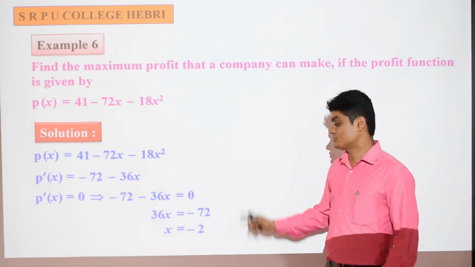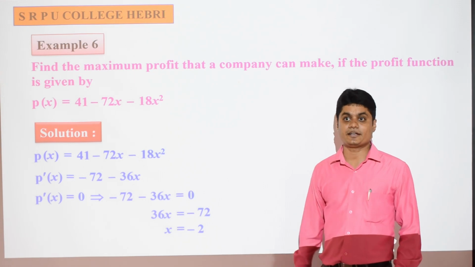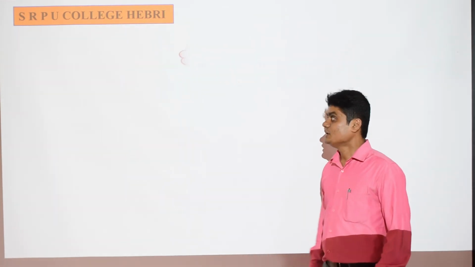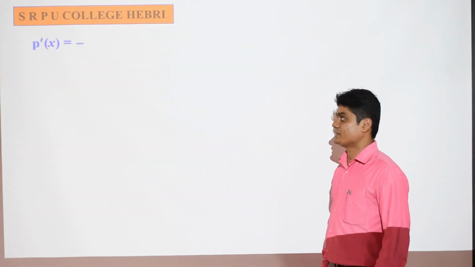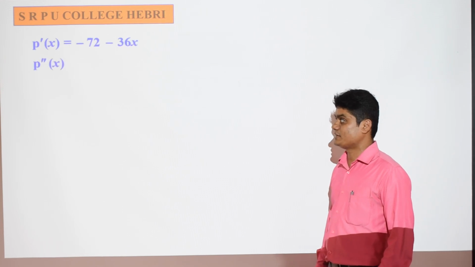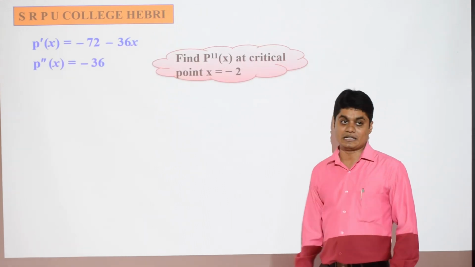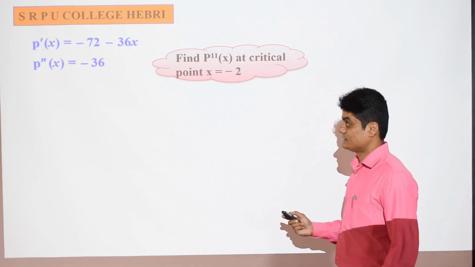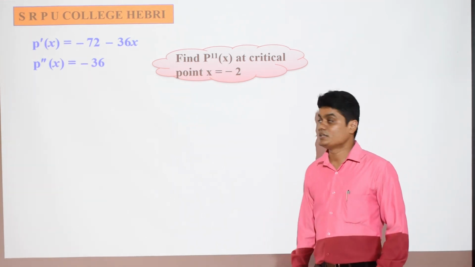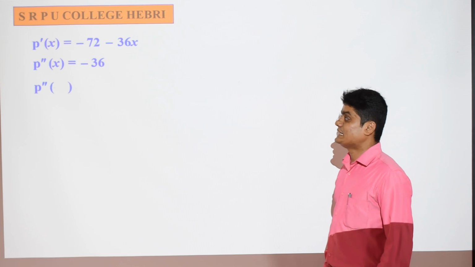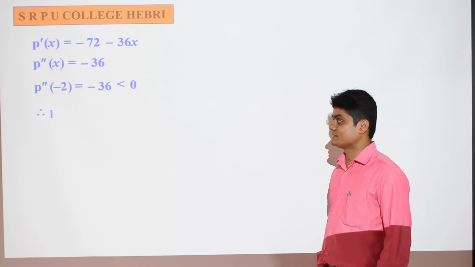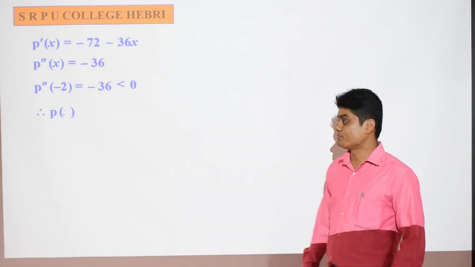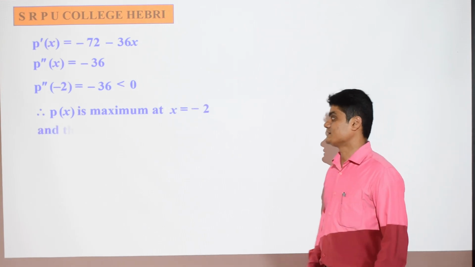Interval is not given, so you have to find out the second order derivative of the function. So differentiate again. P double dash of x is equal to minus 36, whatever the value of x. This is always negative. That means it's always a maximum. So P double dash of minus 2 is also minus 36, less than 0. So what is the conclusion? P of x is maximum at x equal to minus 2.